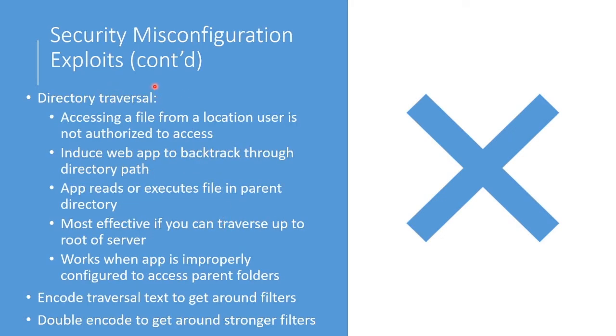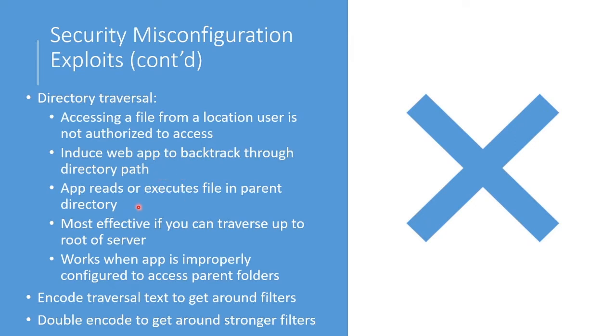We could do directory traversal, and we saw an example of that in the other module, where we're browsing around the operating system directories, going outside of what directories are being used by the web app itself, and accessing files from locations that are not authorized, that are in the operating system. We could get the web app to backtrack through the directory path up to the root, or the C drive if it's IIS, and go down into a whole other directory that is not appropriate.